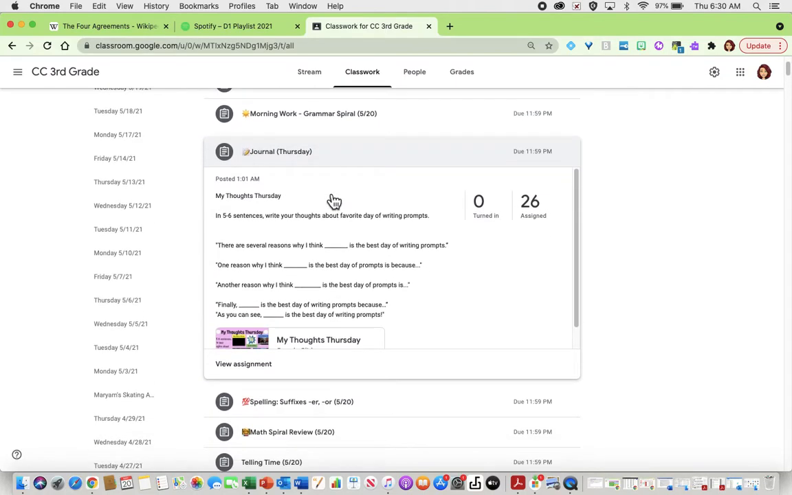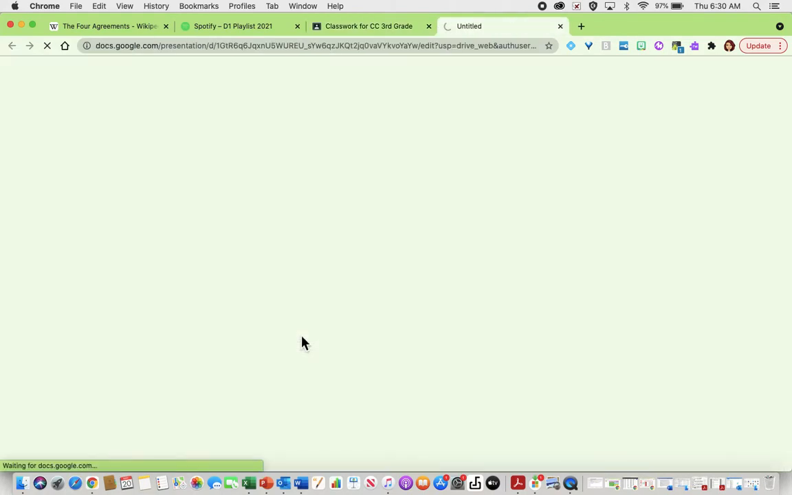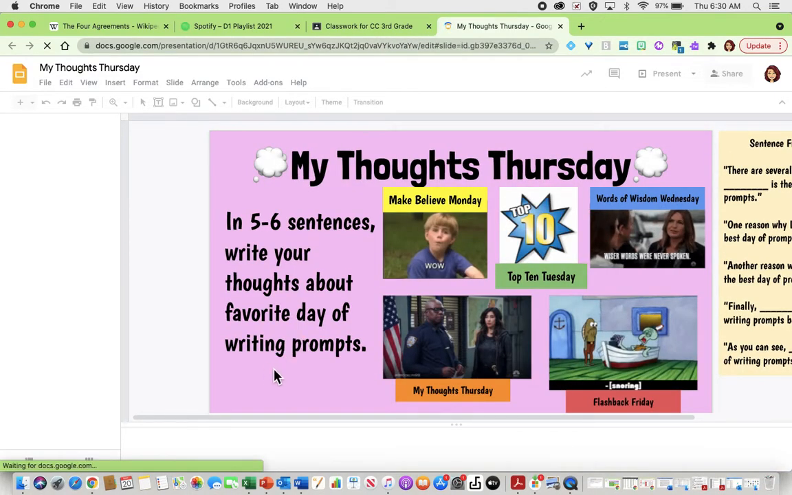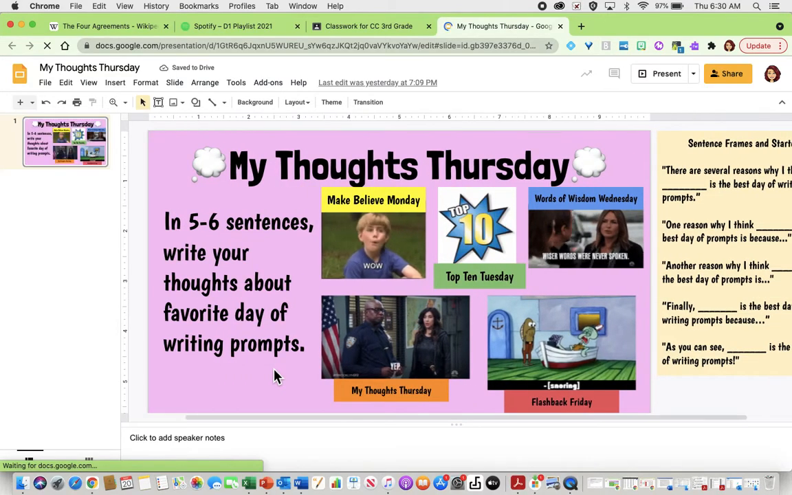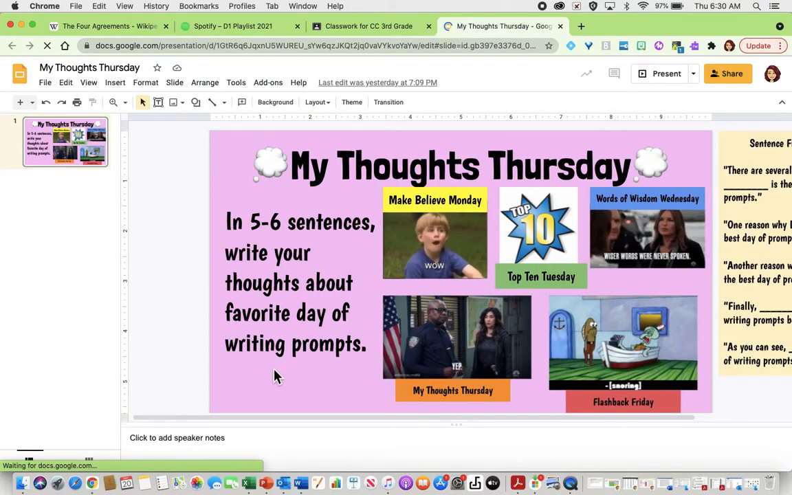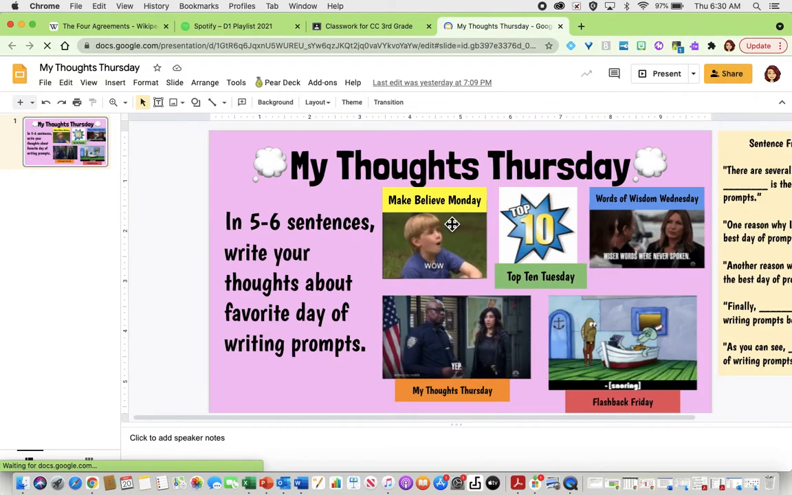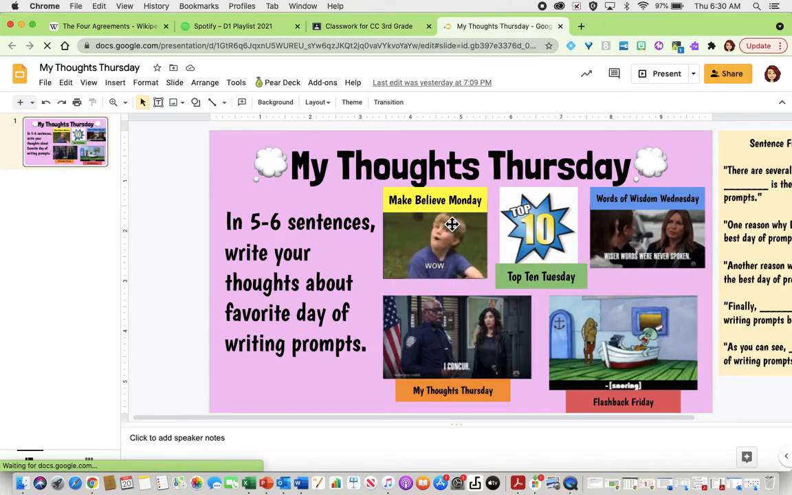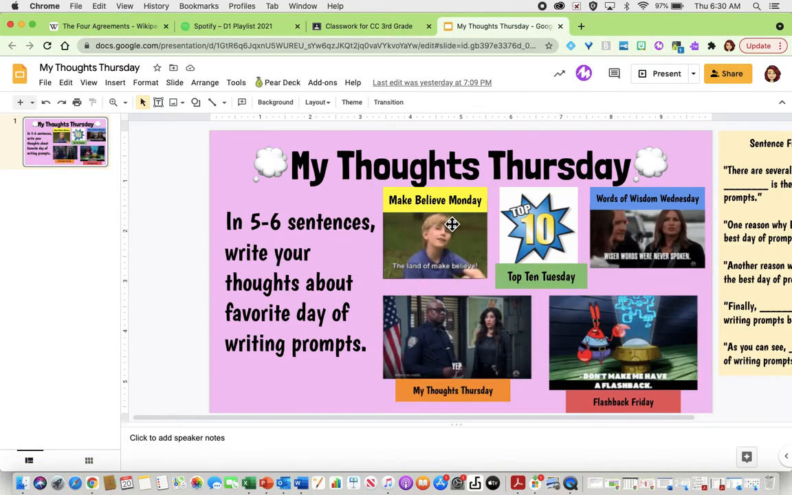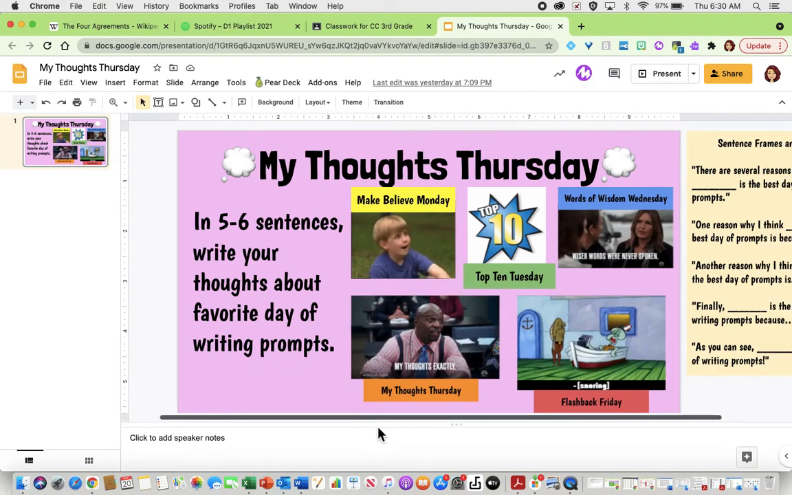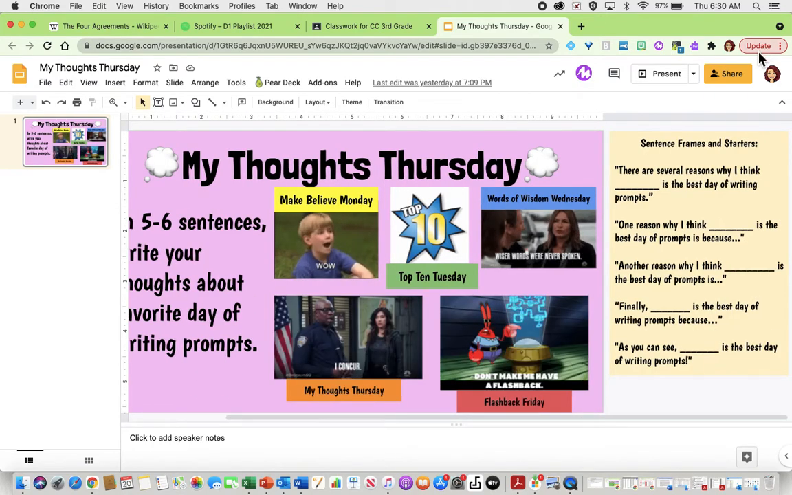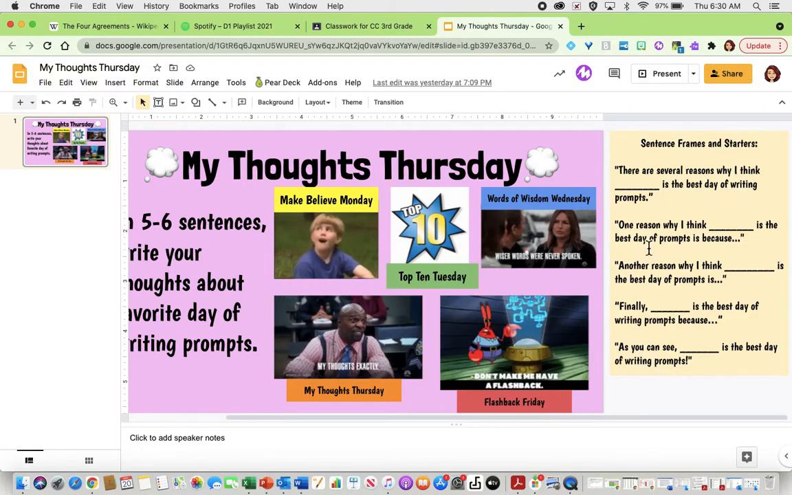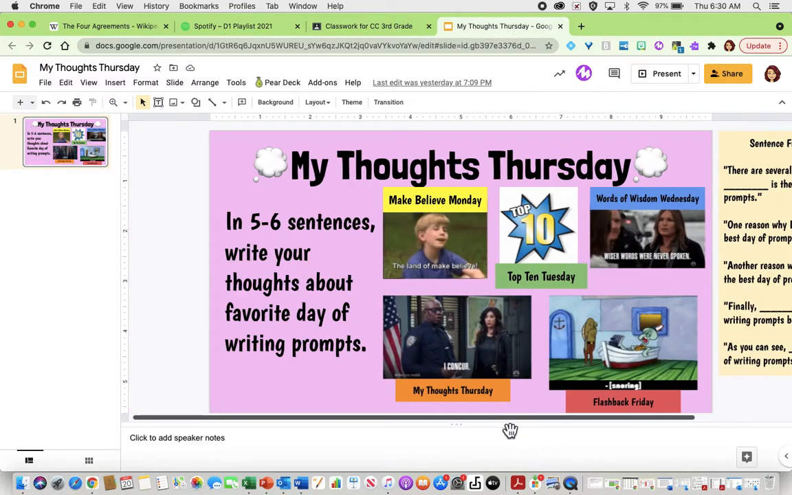Our journal for today, it is My Thoughts Thursday. This is going to be a Group C job because Group A and B, you already did this in class today. In 5 to 6 sentences, you're going to write your thoughts about your favorite day of writing prompts. Your choices are Make Believe Monday, Top 10 Tuesday, Words of Wisdom Wednesday, My Thoughts Thursday, and Flashback Friday. And you can see here on the right, you have sentence frames and starters. You do not have to use them, but they are a tool that you may use if you would like.